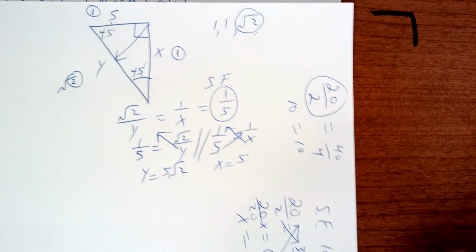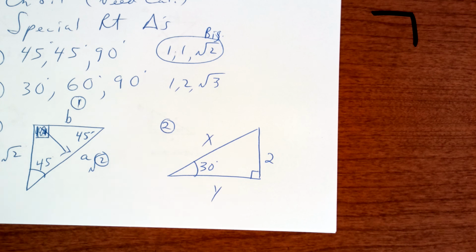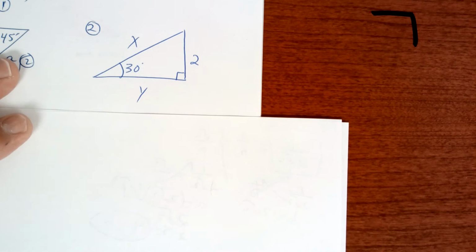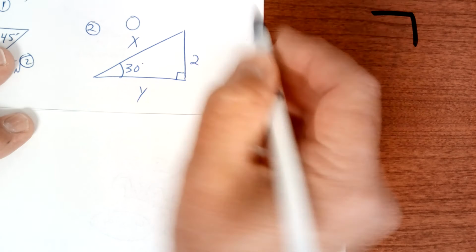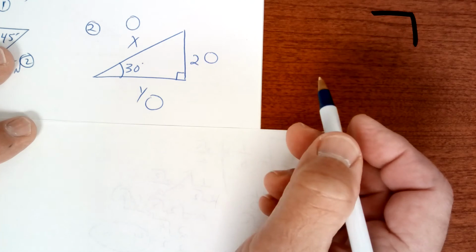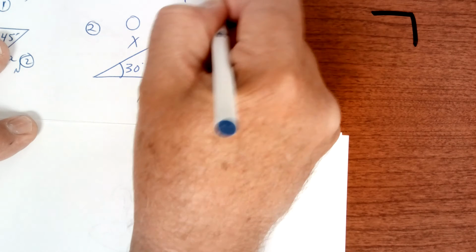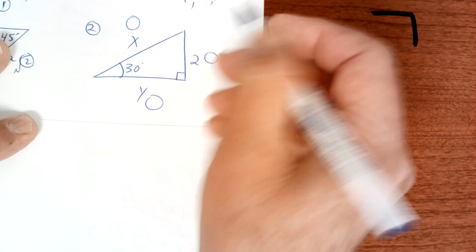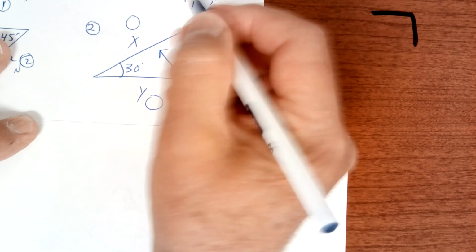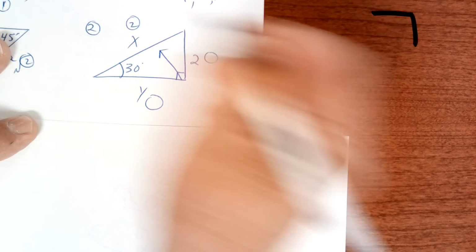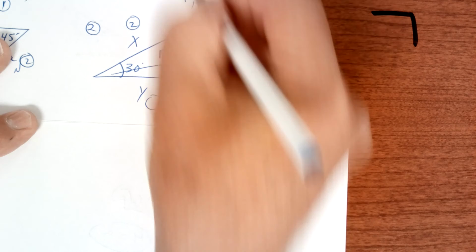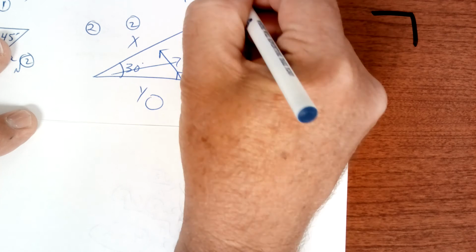All right, so there is one more that you need to know, and that's this one. And it's a 30, 60, 90 triangle. There's only 2 special triangles. So put your circles. You have to memorize 1, 2, square root of 3. And out of these, this one is the big one. So across from the 90, we'll always go the big one. Across from the 30, we'll always go to 1. And across from the 60, we'll go to square root of 3.